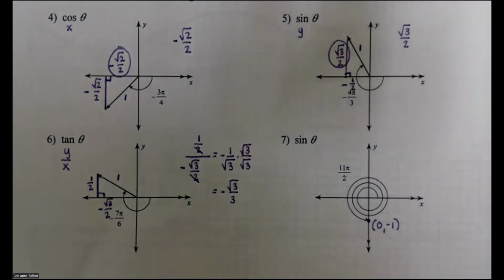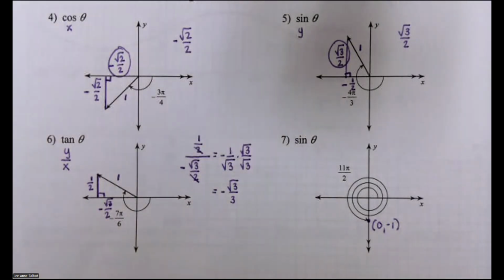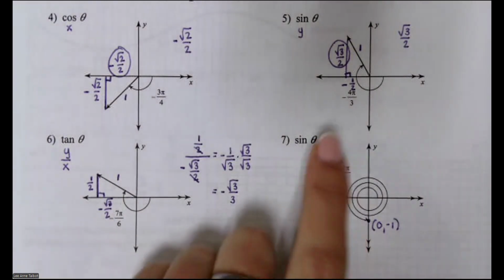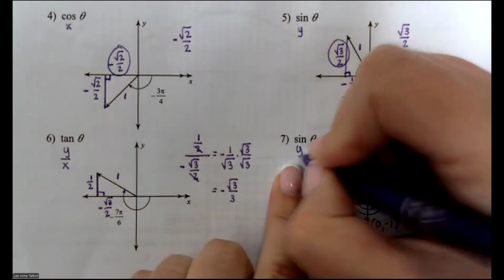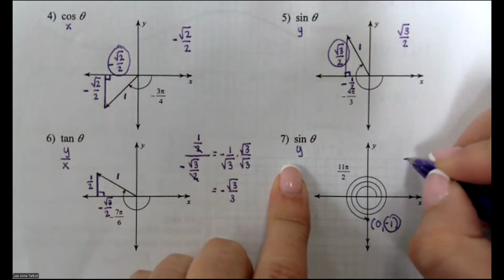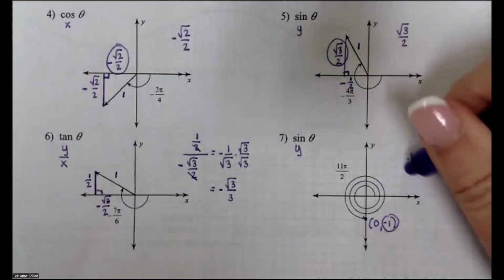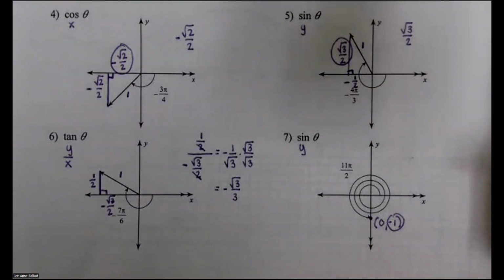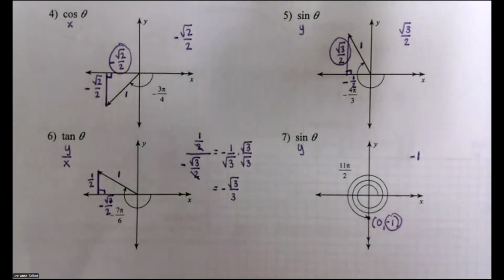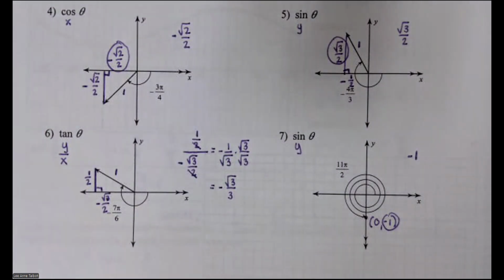Do you remember the coordinates that we put on the 4 axes on our unit circle? Okay, so sine is y. Y is -1. That's how you do it when it's right on the axis. You figure out the coordinate, and then you figure out which one. Or if it's tangent, divide.